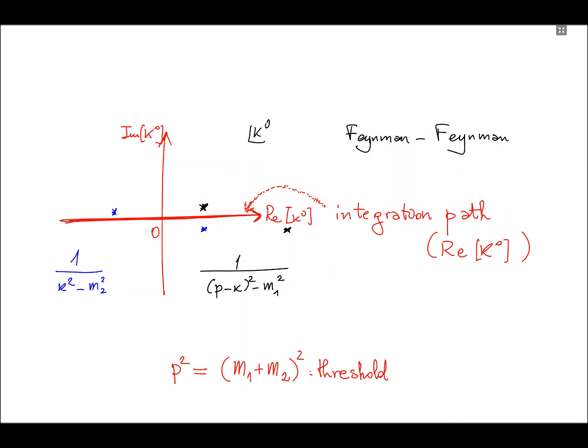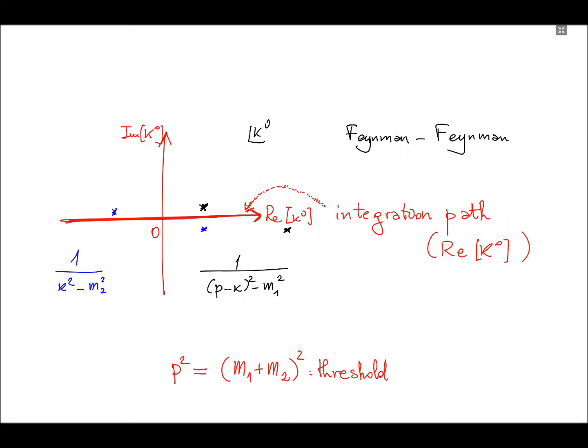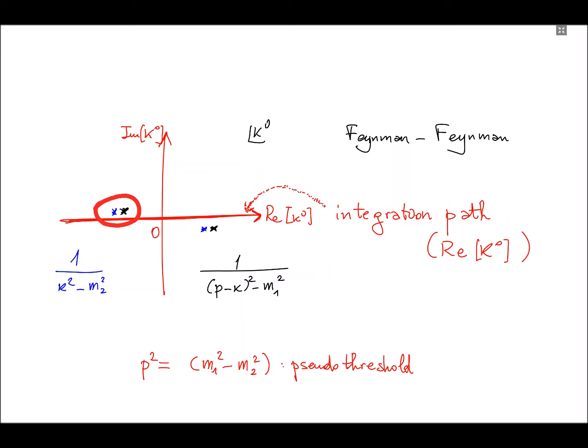There is a situation where the two poles of the two propagators pinch the integration path when epsilon, the epsilon of Feynman, goes to 0. And that's where you have the violation of analyticity, and you can check that this happens for this value of p squared, which is the threshold. There is another situation where they collapse, but they don't pinch the integration path. That's the fake threshold. So it looks like there is some problem, but there is no problem because the integration path is below. And that's the pseudo-threshold.